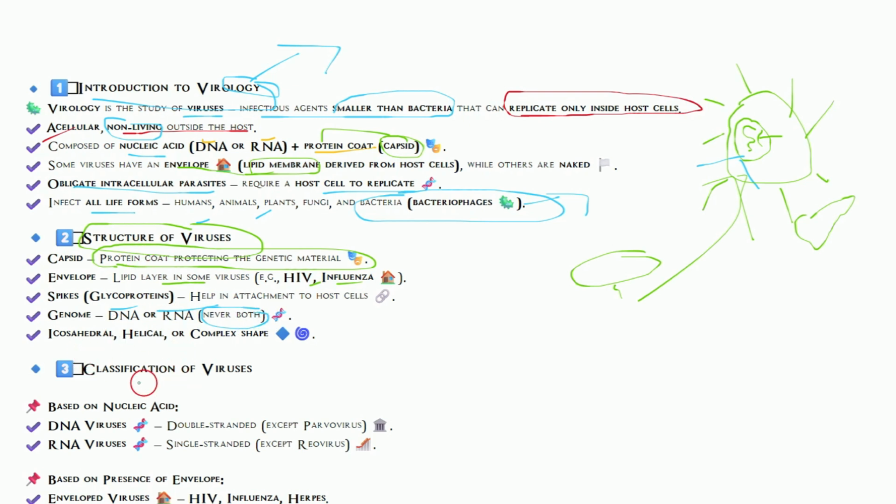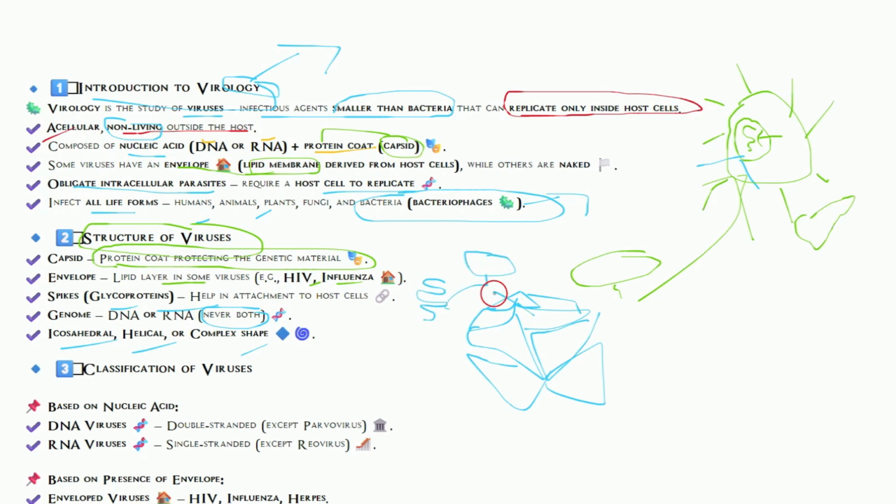Based on structure, we have icosahedral, helical and complex shapes. Icosahedral contains 20 faces, so it is a very unique type of structure. I will pick up a photo if I get one. Then we have helical also, and the complex type is like a bacteriophage, right? Now classification of viruses.